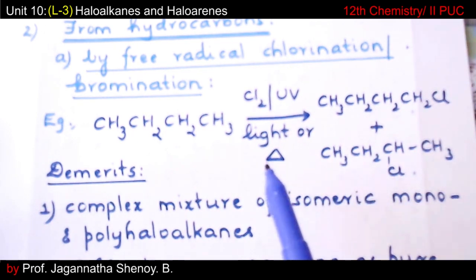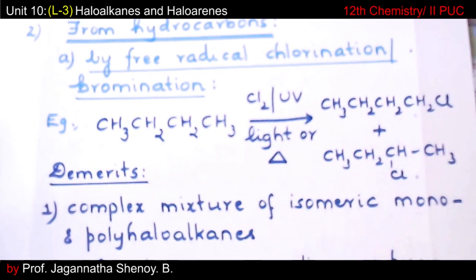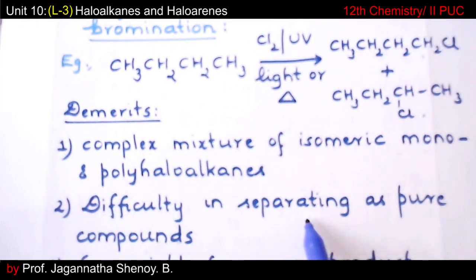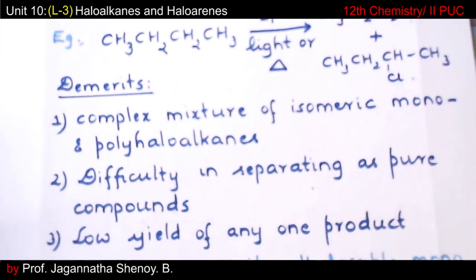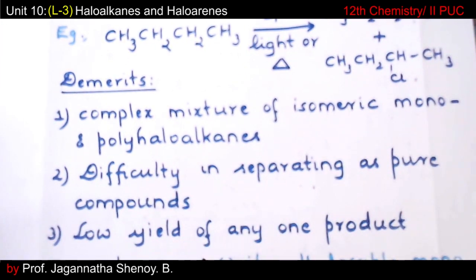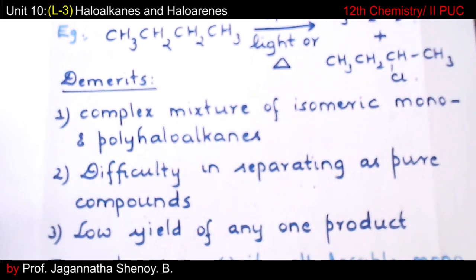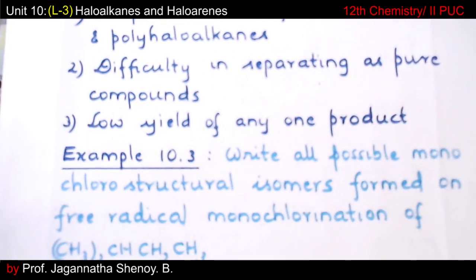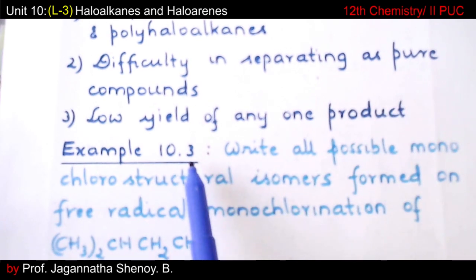And this can continue for polyhaloalkanes. So we get a mixture of products, and whenever you get a mixture of products, what's the problem? It is difficult to separate them into pure compounds, and because so many compounds are formed in the mixture, what about the yield of one particular product? It is very, very less. That's why this free radical chlorination or bromination of hydrocarbon is not a convenient method to prepare haloalkanes.